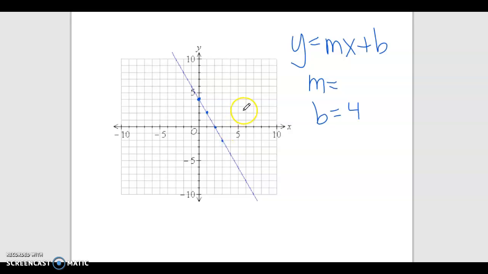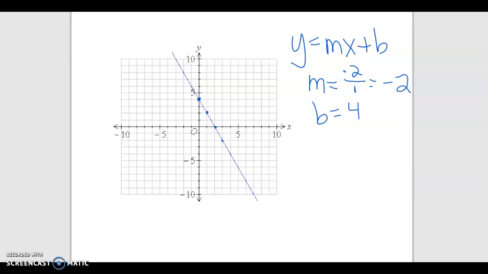All right, so I'm going to look at my rise. I'm going to start here, and it rose down 2. Now remember, if it goes down, that is a negative. So I'm going to have a rise of -2. So it went down 2 and it went to the right 1. So that's going to be a +1. So that fraction simplifies to -2. So my slope is -2. That makes sense because this graph is going down.